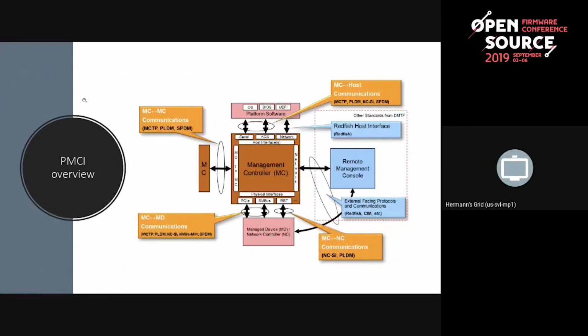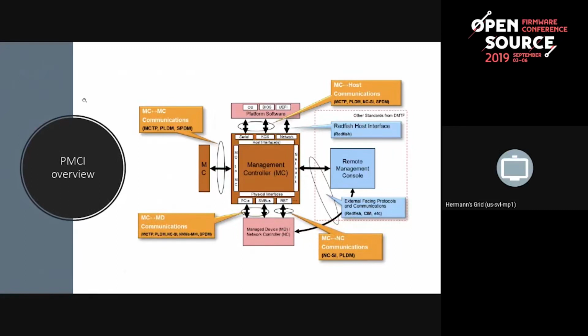Then there's also a remote management console. The interface there to the BMC is not in band; it's typically over the network. But the remote management console can issue something like Redfish to the BMC, and then the BMC transforms that to an in-band communication path to talk to other devices that are connected to the BMC. So these are broadly the four components that PMCI deals with.